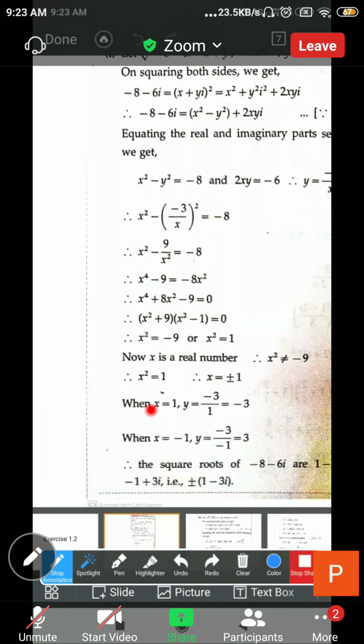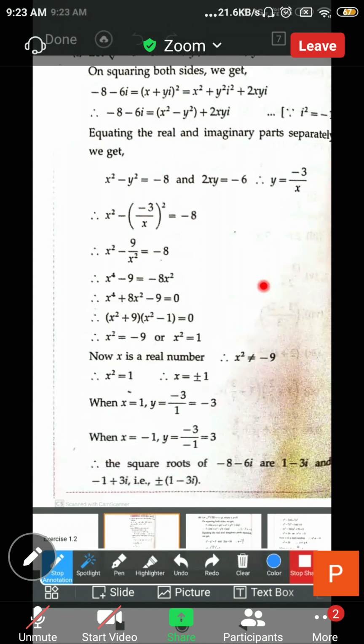Where x is equal to 1, the value of y will be minus 3 by 1. As we know, the value of y is minus 3 upon x. Y is nothing but minus 3 by x. That means when x is equal to 1, y will be minus 3 upon 1, that is minus 3. While when x is equal to minus 1, y will be minus 3 upon minus 1. Minus minus will get cancelled, and it will be the value of plus 3.